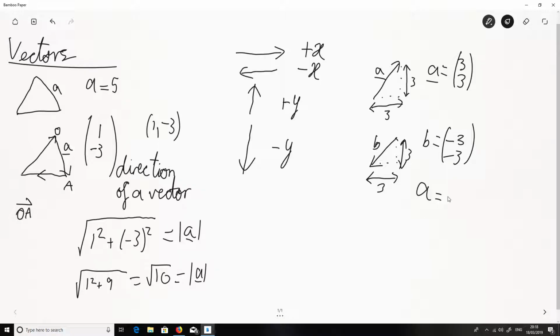So a equals -b. They have the same magnitude, they just have different directions. Both of these would have the same magnitude of 3 squared plus 3 squared, square rooted, which would be root 18, which would be 3 root 2. That's just splitting that up into root 9, root 2, and then root 9 is 3. So both of those have magnitude 3 root 2, but have opposite directions.